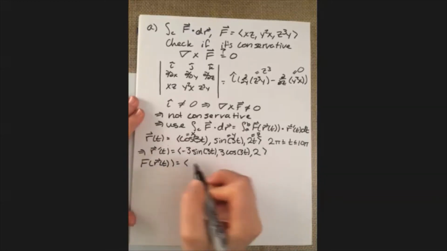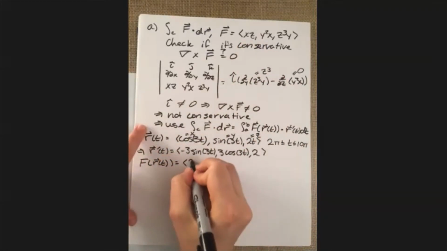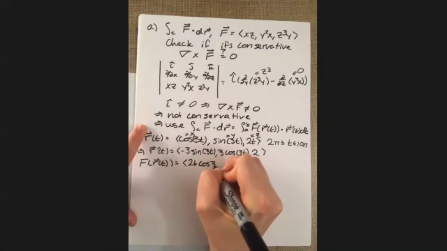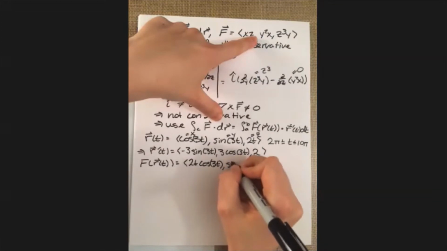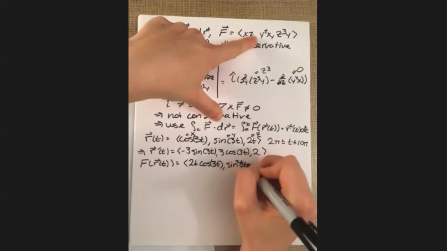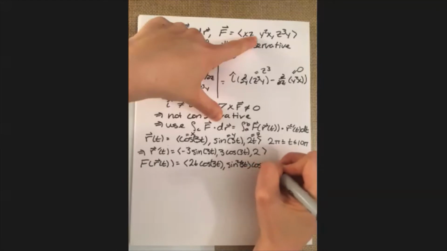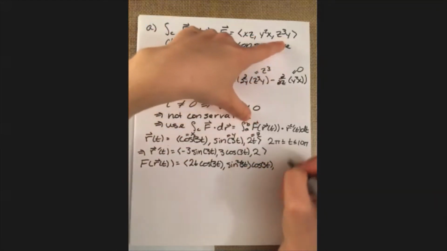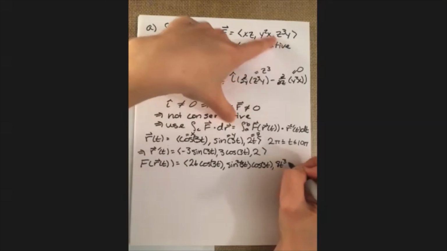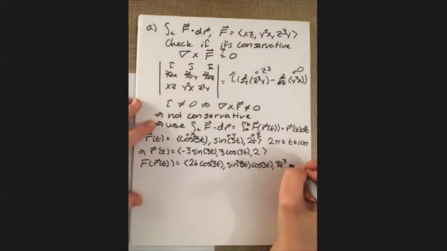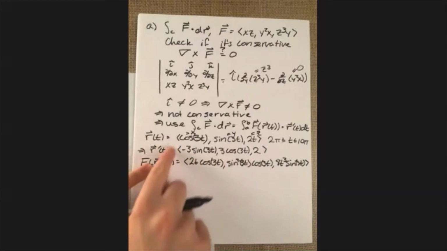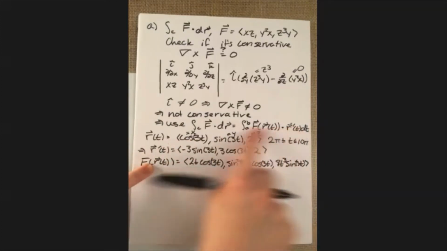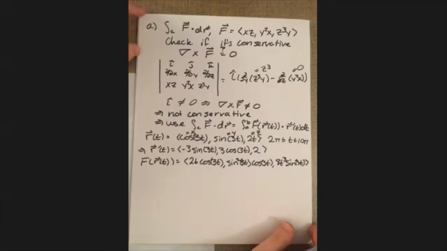Let's see if I have enough space here. Okay, so I'm going to have x times z, so it's going to be 2t cosine of 3t. And then y squared x, so sine squared 3t times cosine of 3t. And then finally z cubed, which is going to be 8t cubed times y, so sine of 3t. Oh, it did fit. Okay, great. So now all I got to do is plug these two pieces into my integral here. And yeah, that'll be pretty much it.